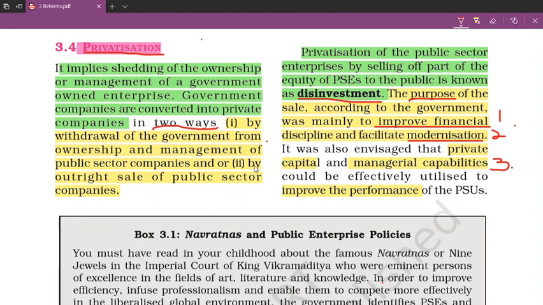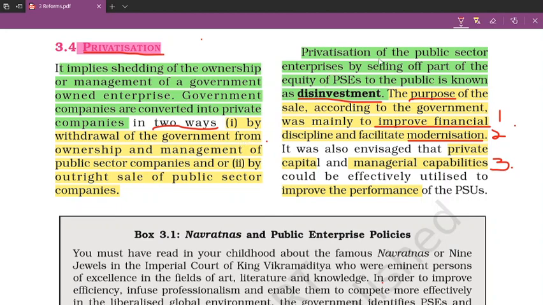Secondly, it can also be privatized by outright sale of public sector companies. So the companies can be sold to whoever has the winning bid in the auction for that government-owned industry. So through either of these two ways, public sector units or government-owned units can become private. That means private companies can buy these public sector units.